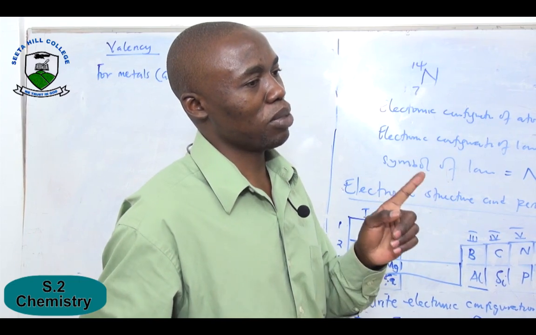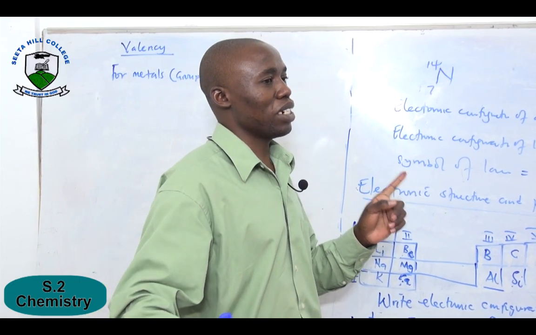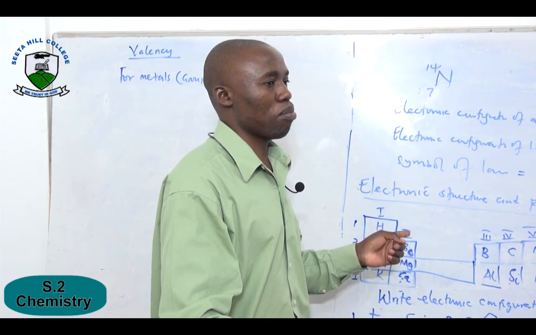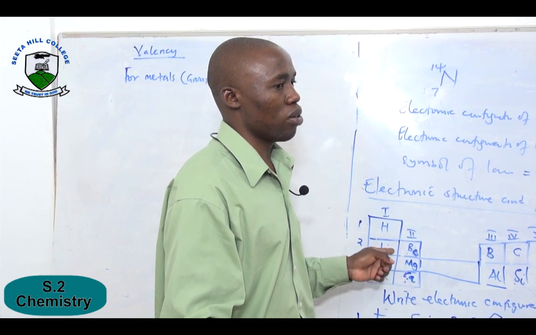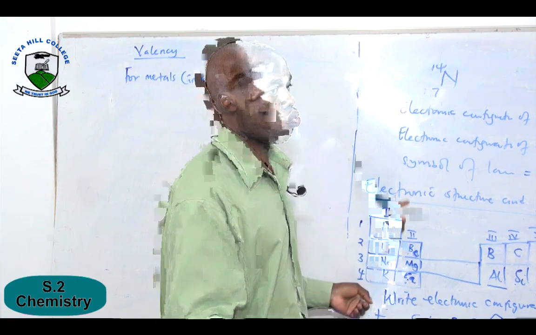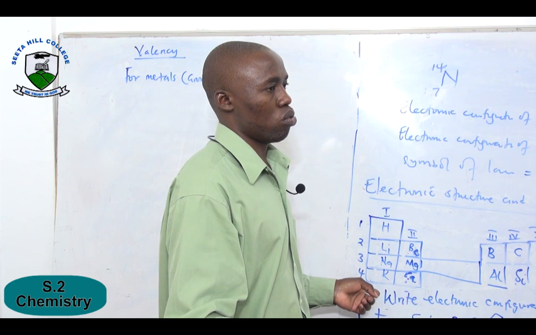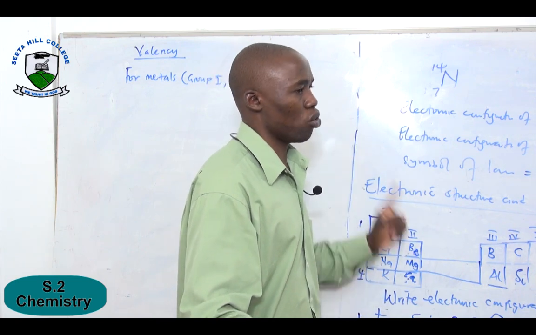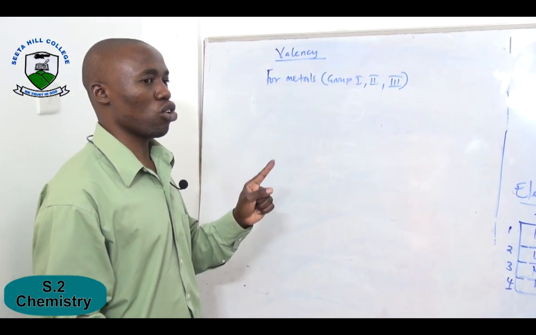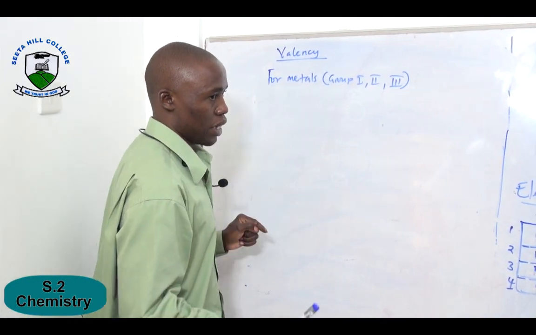Did you hear that statement? Yep. It means their valence is the group number. If you're in group 1, because you have one electron out. But for non-metals, your valence is got by subtracting from 8.